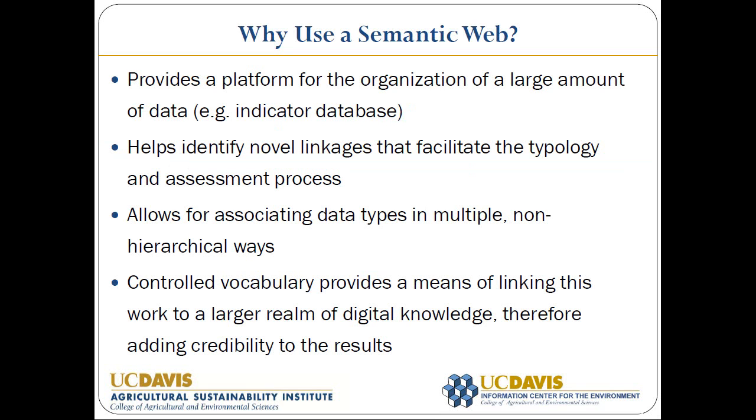A semantic web can be useful for organizing large amounts of data, for example, our indicator database. However, it goes a step further and provides a means of identifying novel linkages between indicators, issues, and data that can facilitate the typology and assessment process. These various data types can be associated in multiple non-hierarchical ways to potentially achieve unique perspectives on sustainability issues. Finally, the use of a controlled vocabulary can link our work to a larger realm of digital knowledge.